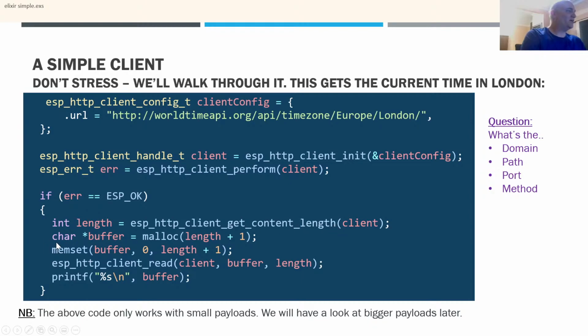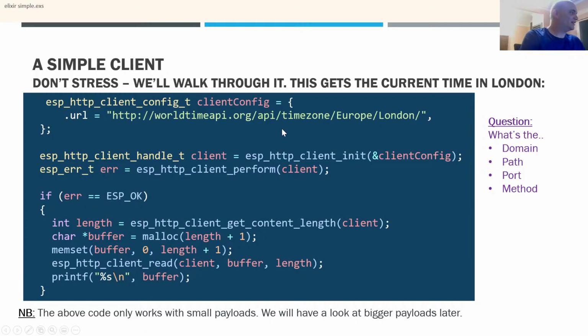Then over here, I'm creating a little bit of a buffer to keep my information in. So I'm getting the length and saying malloc that, so please give me some space on the heap. Then I'm clearing that out, cleaning up the memory that I just allocated. And then this function over here, ESP32 client read, is going to take the buffer that we've just created and fill it with whatever came in from the client. Okay, and then we can print it out.